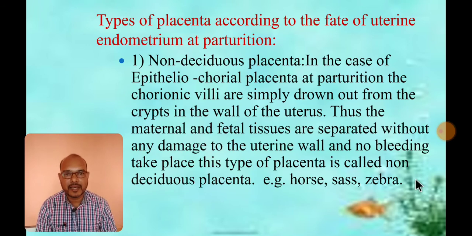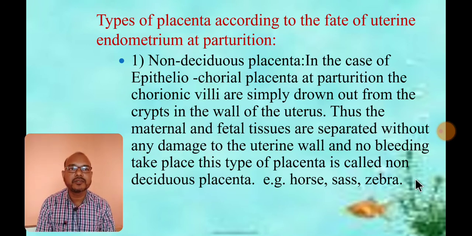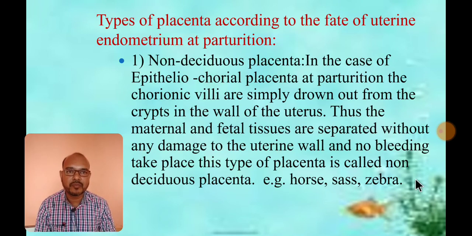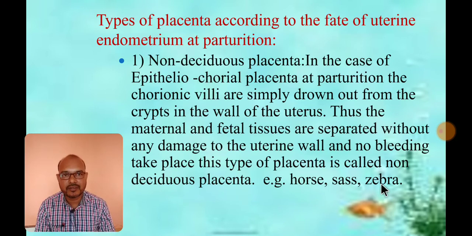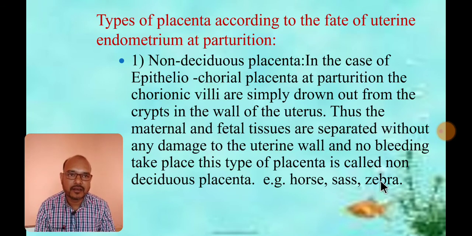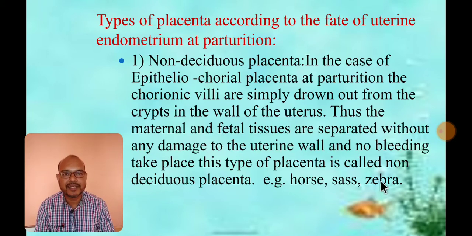Then, types of placenta according to the fate of the endometrium at parturition. Number 1, the non-deciduous placenta. In case of the epitheliochorial placenta, at parturition the chorionic villi are simply drawn out from the crypts in the wall of the uterus. So we will see this in the diagram.